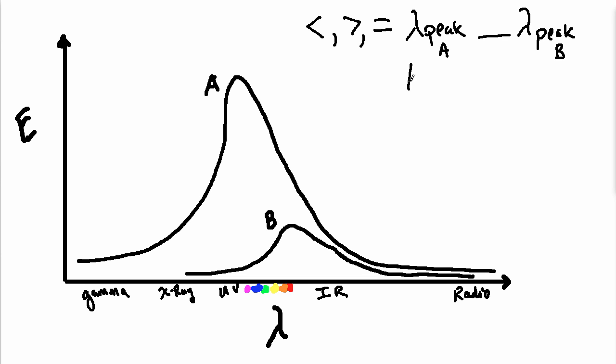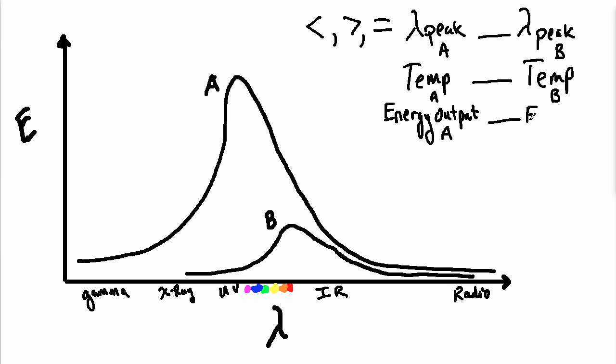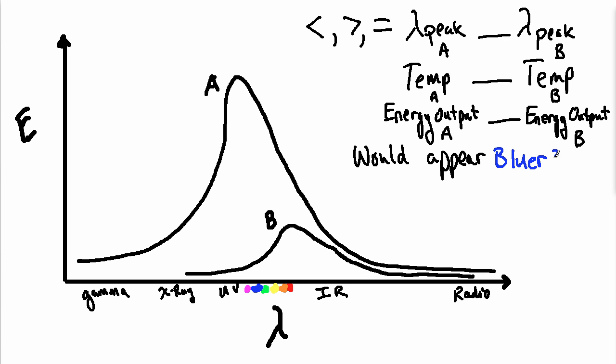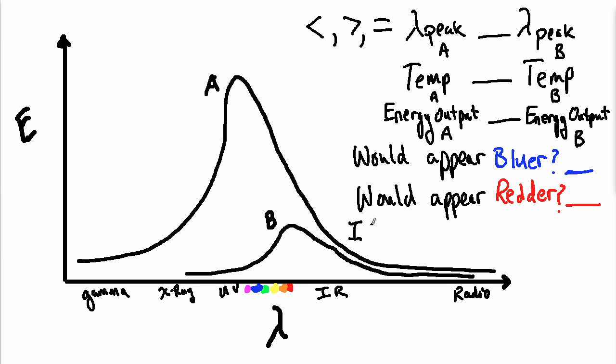Also think about the resulting temperature that you would compare for these two objects A and B. And again, just use your greater than or your less than, greater than, or equal to symbols. And also the energy output of object A versus the energy output of object B. And then also which, if either of the objects, would appear bluer, and which of the objects might appear redder in color. And lastly, which of the objects is giving off more red light?